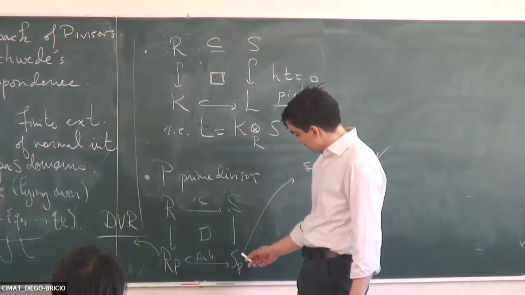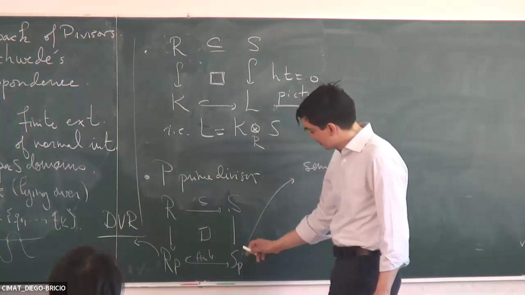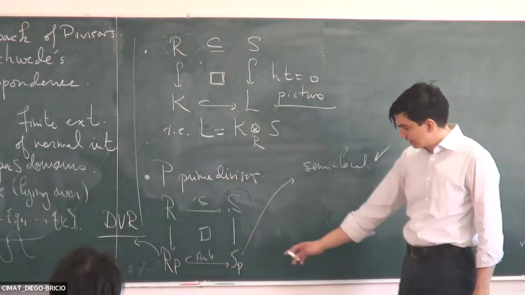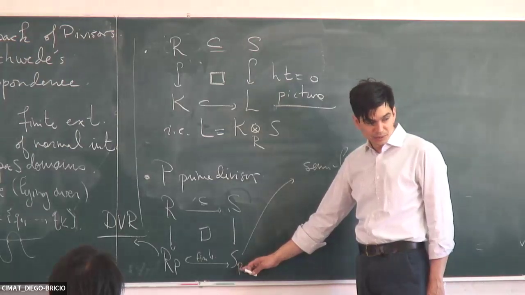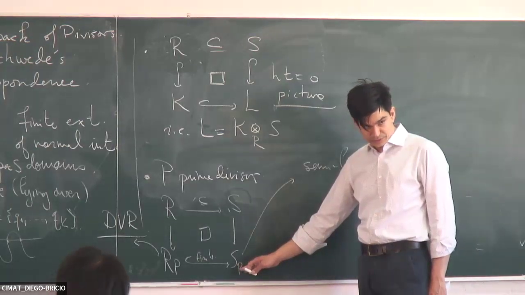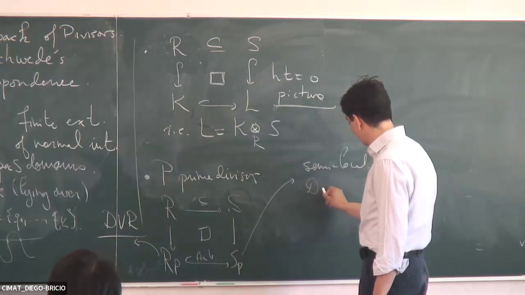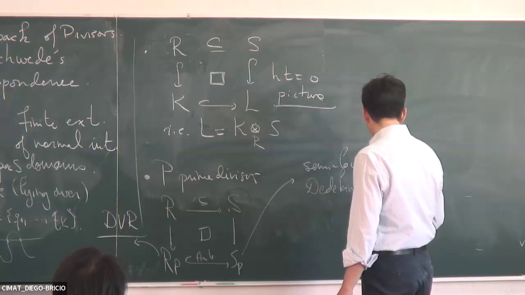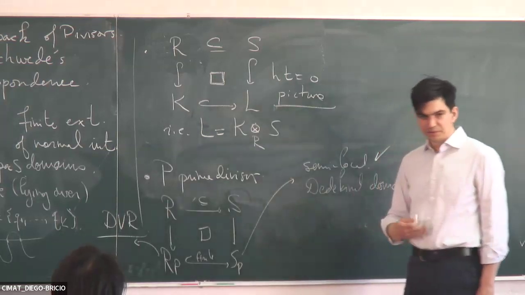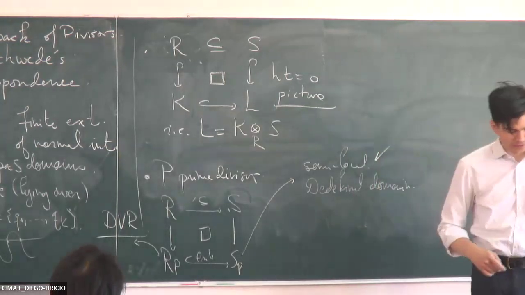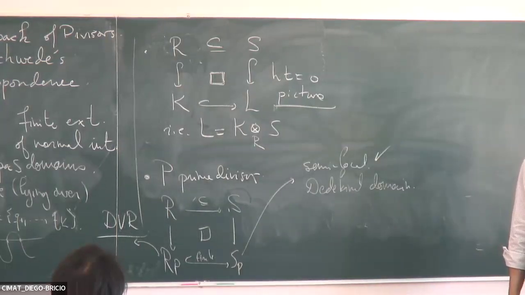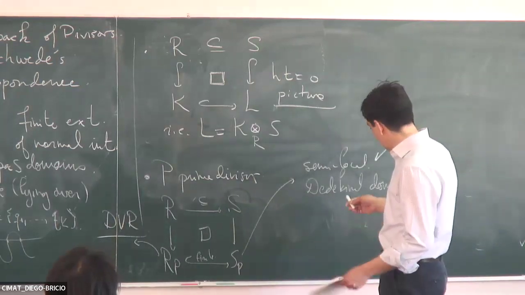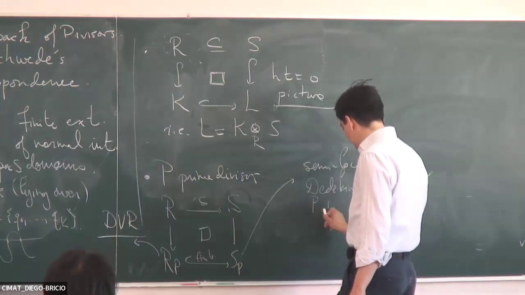And moreover, it's regular because it is a localization over S that only sees height 1 points. So this is a Dedekind domain. What is a Dedekind domain? It's a regular ring of dimension 1 that just happens to be semi-local. So in fact, what this implies is a principal ideal domain.